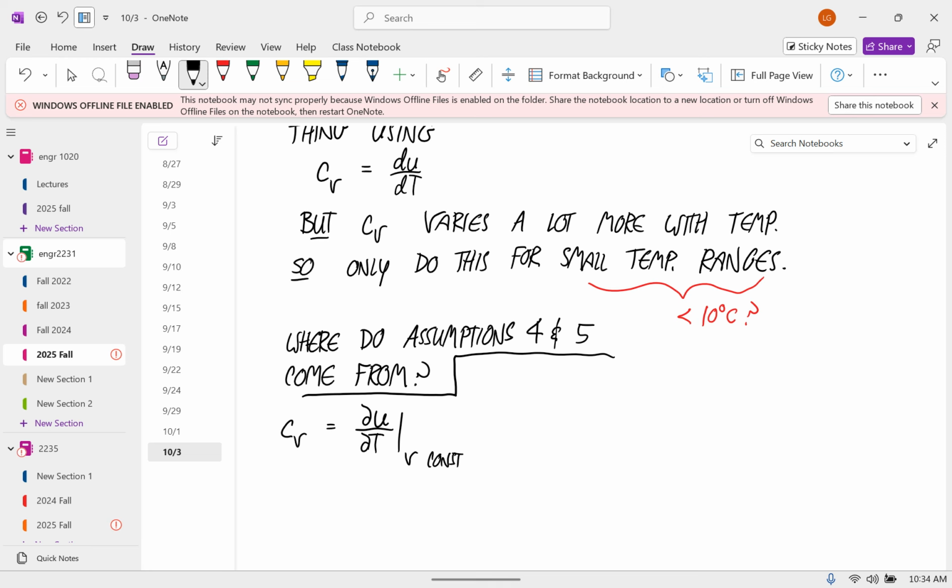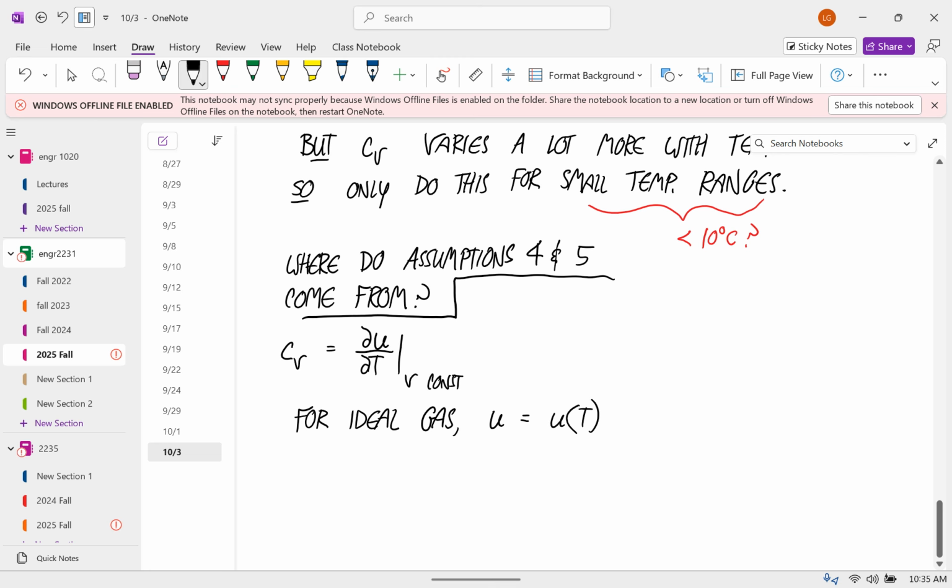Well, for an ideal gas, U only depends on temperature. So it just immediately becomes a total derivative. You don't have to worry about partial derivatives unless you have more than one independent variable. So right away you can see that CV is equal to the total derivative du dt. Okay, so that's the first one. What about the second one?